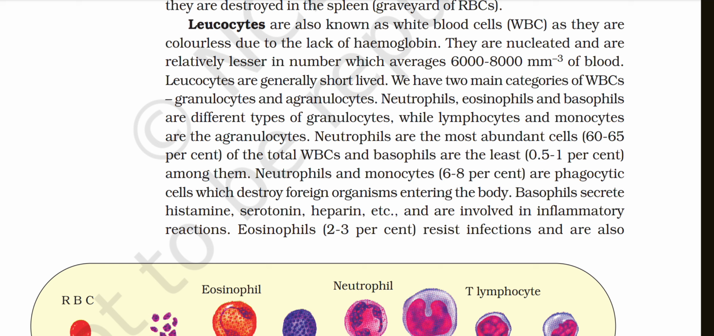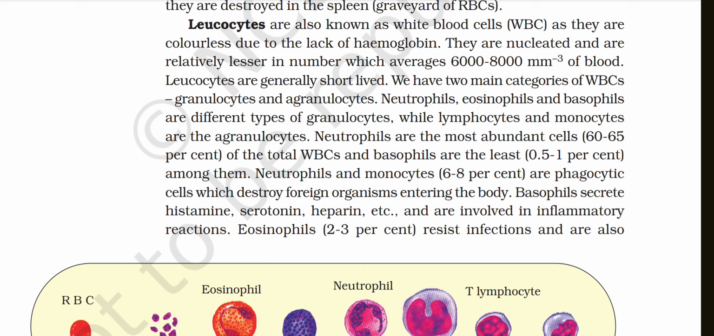Leukocytes are generally short-lived. We have two main categories of WBCs: granulocytes and agranulocytes. Neutrophils, eosinophils, and basophils are different types of granulocytes, while lymphocytes and monocytes are the agranulocytes. Neutrophils are the most abundant cells, 60 to 65%.